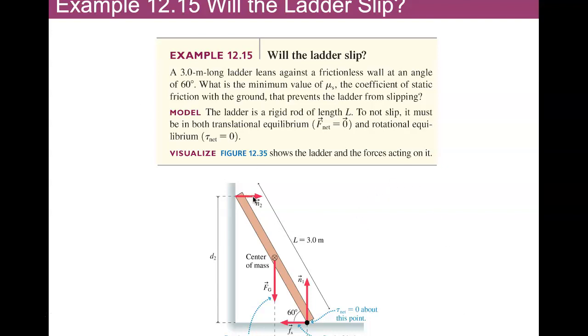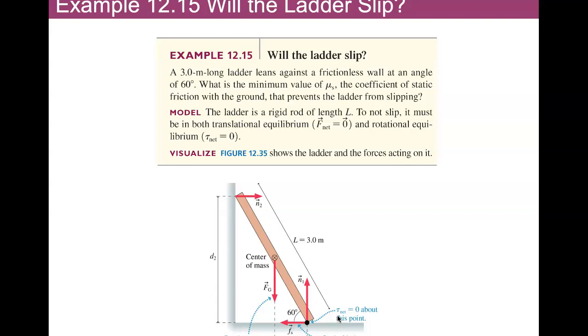So we have a ladder. We know the length L. So in this case, it's 3 meters, but we're going to try and solve this problem algebraically in terms of L. It leans against a frictionless wall, so there is no friction over here at the point of contact between the ladder and the vertical wall. And the angle between the ladder and the ground is 60 degrees. So that angle over here is 60 degrees. Okay. The question is, what is the minimum value of mu s, the coefficient of static friction, with the ground that prevents the ladder from slipping?